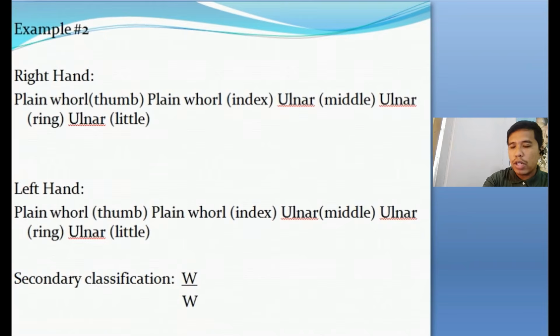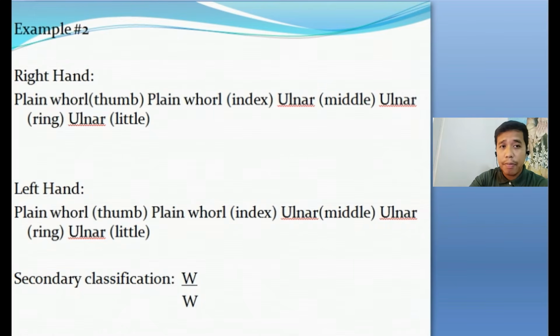Again, concentrate first on the index finger. So yung index finger sa right hand is plain whorl. So anong symbol niya? Capital W. Numerator. Left hand. Ano ang index niya? Plain whorl again. So capital W. Now, second step. Tingnan natin kung may naka-reflect ba or may pattern ba belonging to the small letter group. Plain whorl, does it belong to the small letter group? The answer is no.